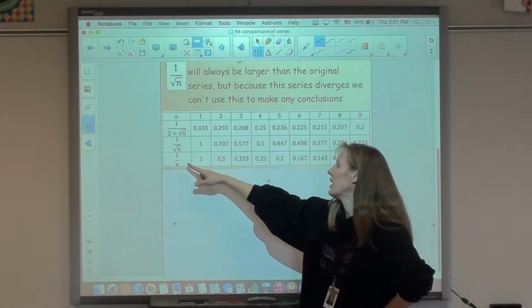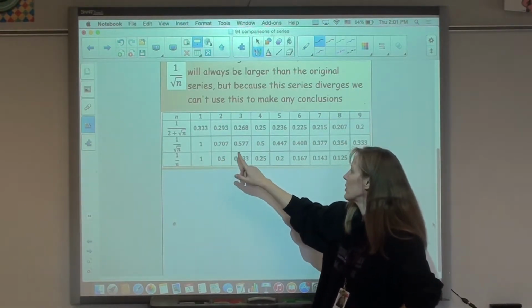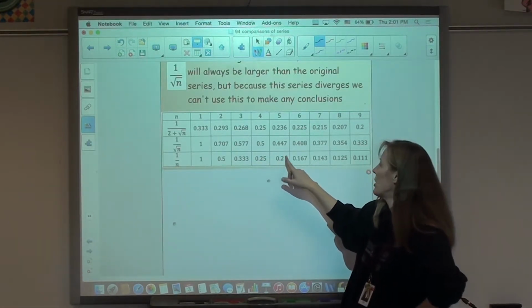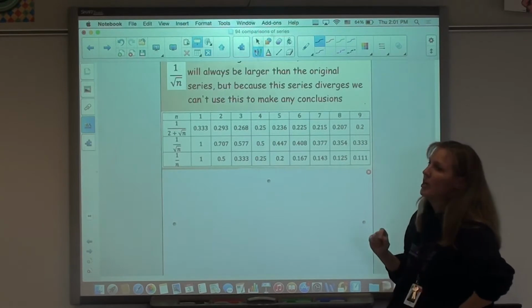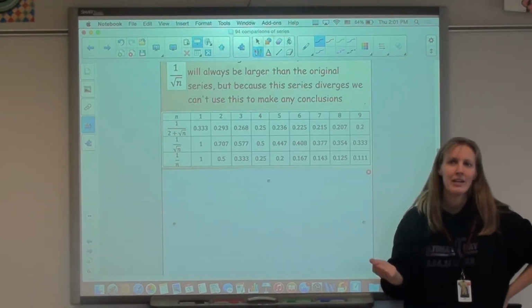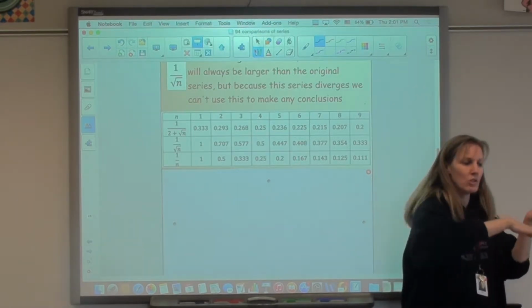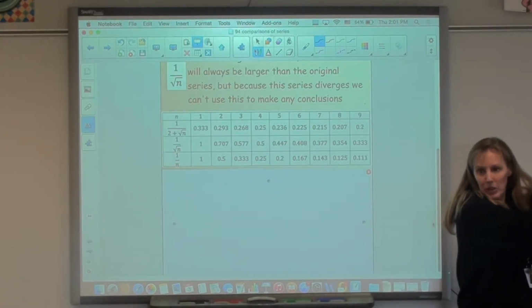So you try 1 over n. 1 over n is bigger, bigger, bigger, the same, smaller, smaller, smaller, smaller, smaller, smaller, smaller, smaller. And if you graph it and look at it, you'll see that they crisscross, right? They are going and then they crisscross and then one always stays below.